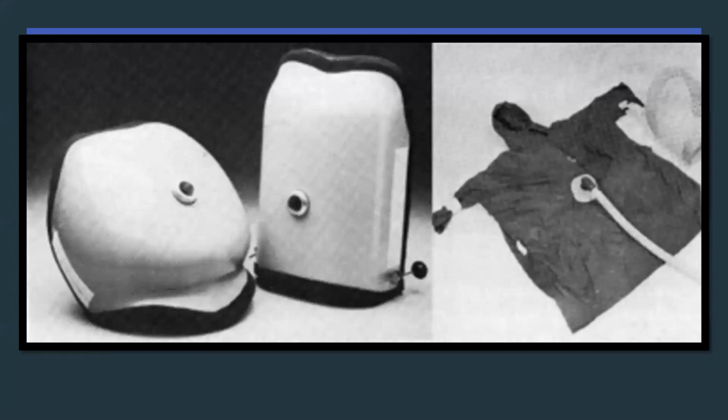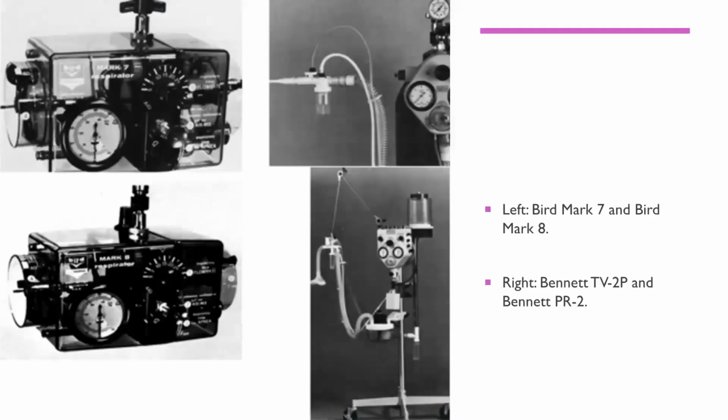Over time, the ventilator has been upgraded into the turtle shell here on the left and the Rain cross on the right. The Rain cross was wrapped with a wire grid and used negative pressure ventilation. This is the Bird Mark 7 and 8 and the Bennett.